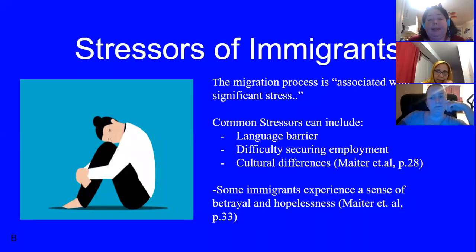So, some stressors for immigrants. The migration process is incredibly stressful: language barrier, difficulty securing employment, and cultural differences. Some immigrants experience a sense of betrayal and hopelessness. One of the fathers of a child that was in children's services said that he had gained not one master's, but 2 masters, and then came to Canada to give his family a better life. And now he's on social assistance. So those frustrations play into what might also lead abuse to occur in the home.